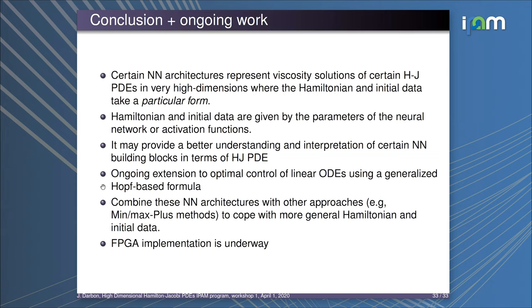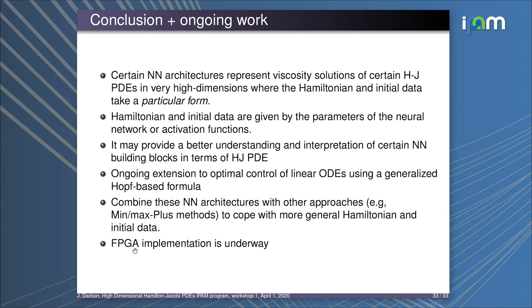So we are currently extending these neural network approaches for computing viscosity solutions of certain Hamilton-Jacobi PDEs that arise when you want to solve optimal control of certain linear ODEs. This work also seems to pave the way to combine these neural networks with other standard approaches to mitigate or overcome the curse of dimensionality. Here I'd like to mention that it seems natural to combine these neural network architectures with a min or max plus method to deal with more general Hamiltonians and initial data.